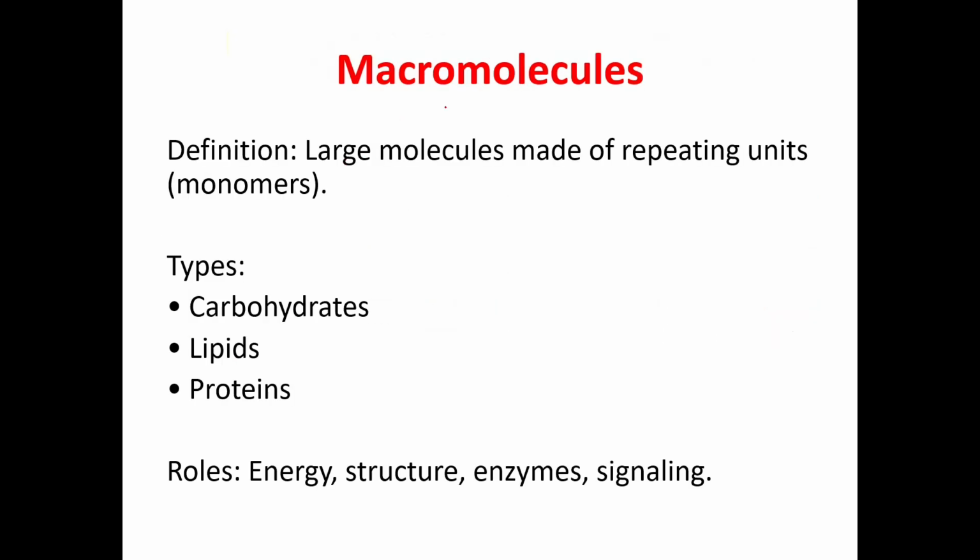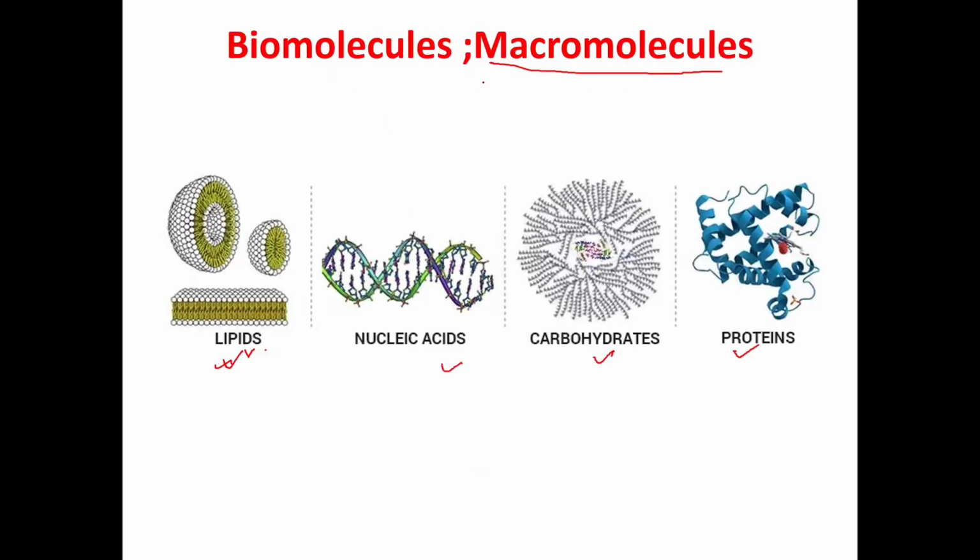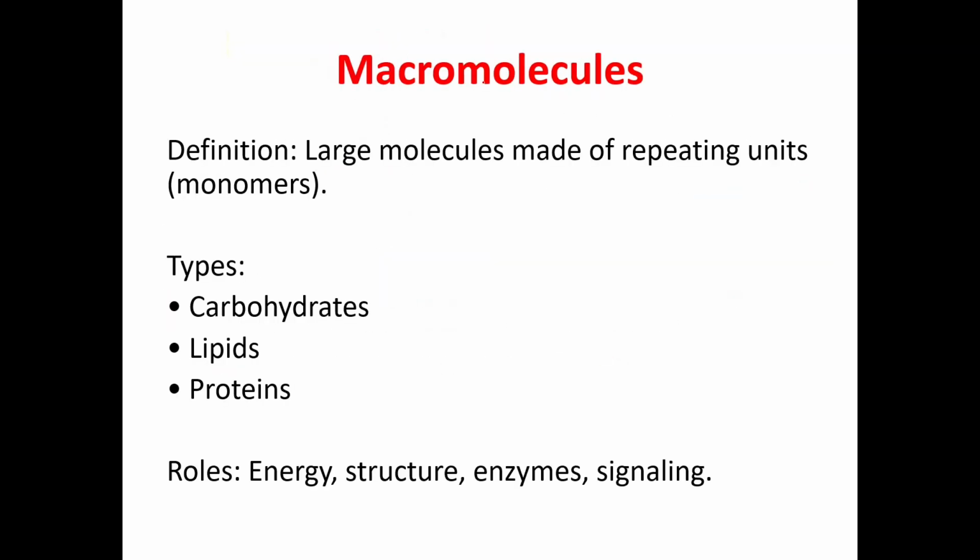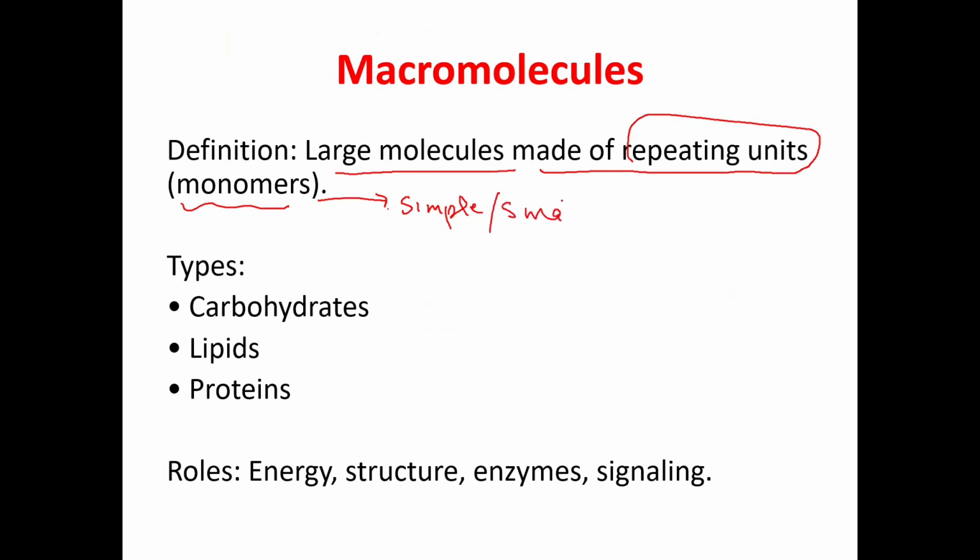Come on to the macromolecule. A macromolecule is defined as a large molecule made up of repeating units, and these repeating units are called monomers. Basically, a monomer is a simple, smaller unit which repeats itself and forms a long chain, and that long chain is called a polymer. Types: carbohydrate, lipids, and protein. These are examples of macromolecules.